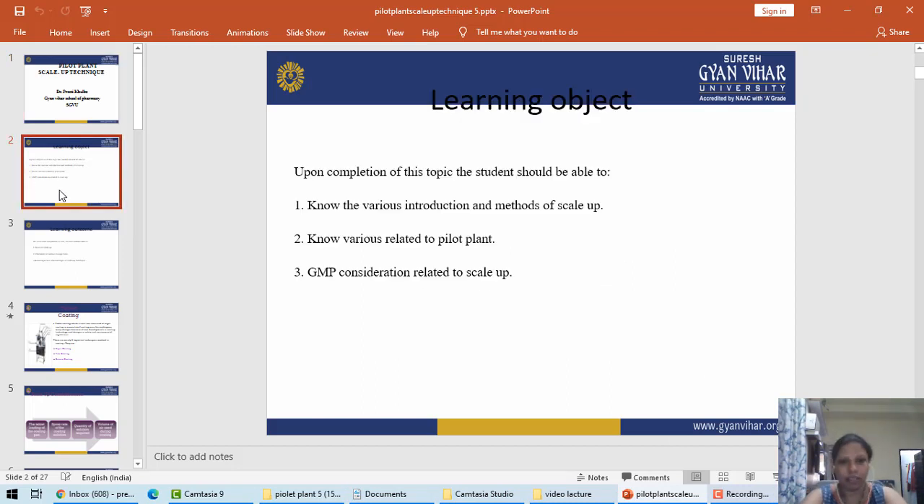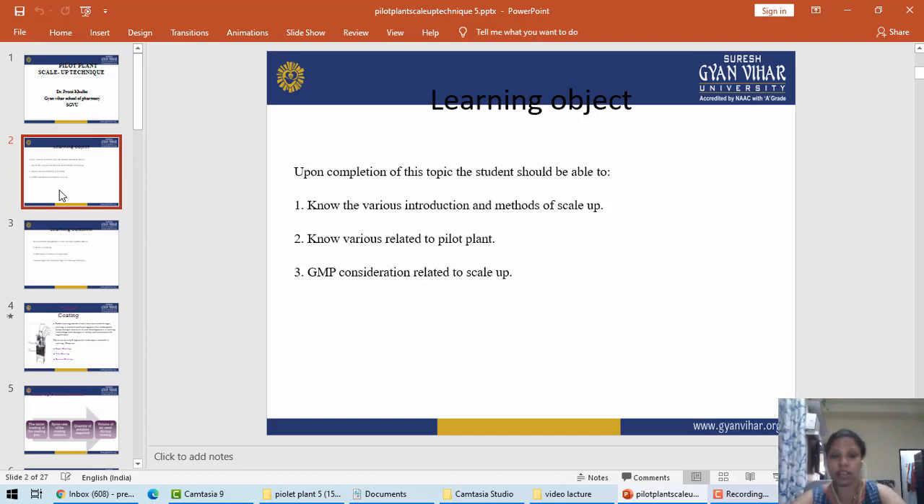The learning objective: upon completion of this unit, the students will be able to learn about the various aspects related to scale up, and the methods used for scale up. Actually the method depends upon the type of product we are using. The introduction involves the various aspects, such as what is scale up, and what is the difference between pilot plant and scale up. Similarly, know the various things related to the pilot plant: why pilot plant is important, what is the need of pilot plant, and what are the requirements related to pilot plant and scale up. You will come to know about all these things in this unit.